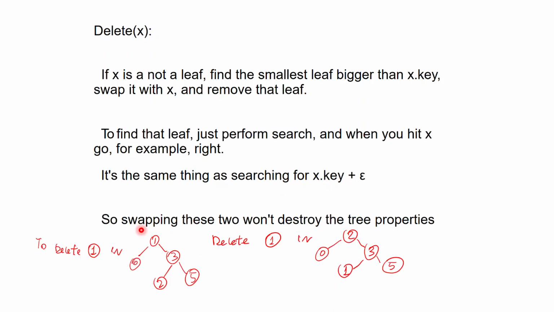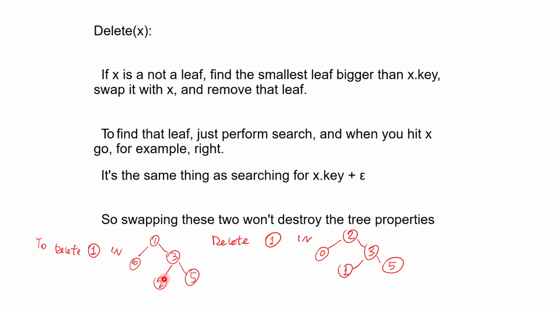Here is a concrete example. Here is a tree. Let's say you want to delete 1 in this tree, which happens to be the root. If I want to delete it, first I'm going to find the smallest leaf which is bigger than 1. So I'm going to go right here at the left. I find these two. This is the smallest leaf which is bigger than 1.